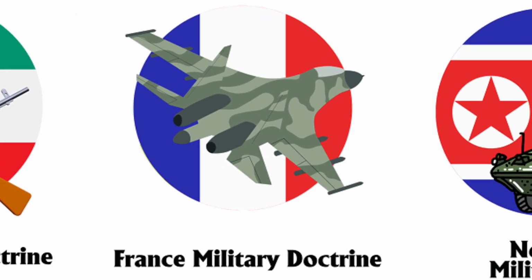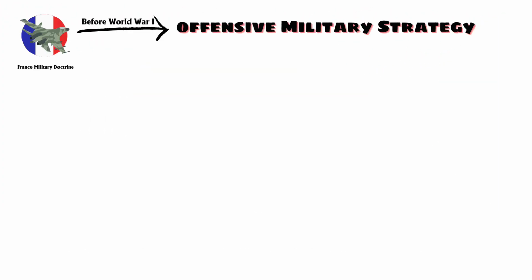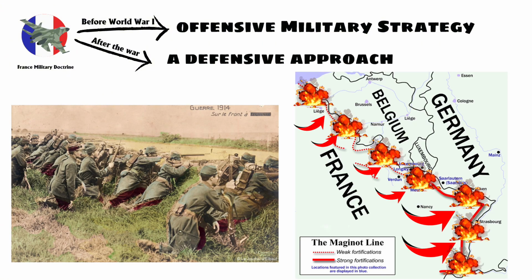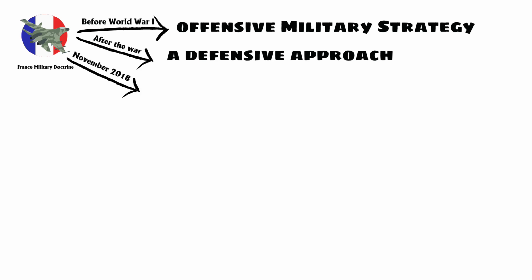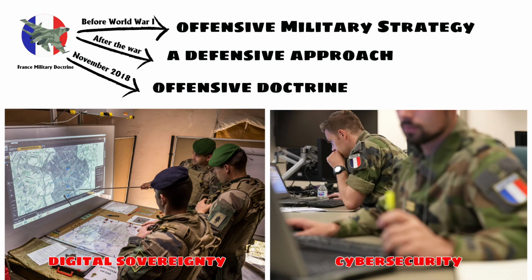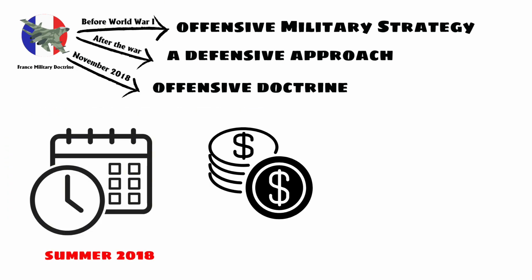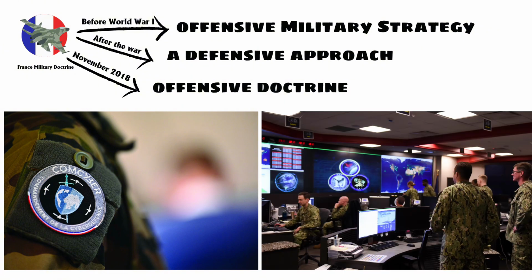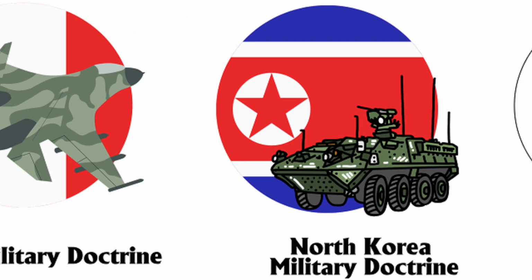France military doctrine. Before World War I, France's military strategy was offensive. After the war, it shifted to a defensive approach, with the Maginot Line being key to deterring Germany. However, since November 2018, France has adopted a more offensive doctrine focusing on digital sovereignty and cybersecurity. In summer 2018, France allocated an extra €1.6 billion and added 1,500 personnel to boost cyber operations, aiming for 4,000 cyber combatants by 2025.